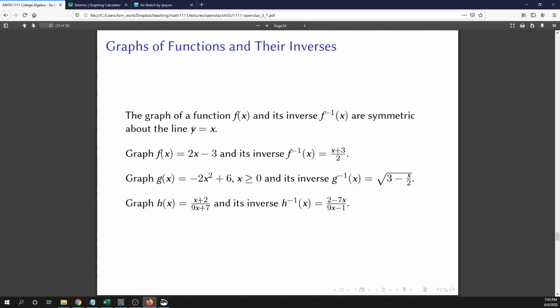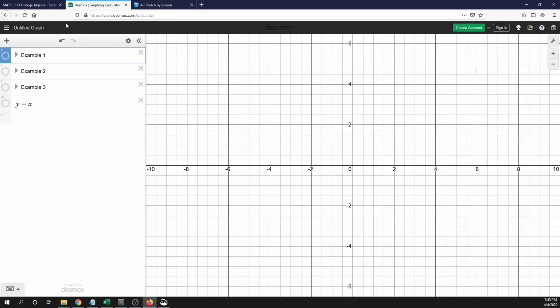and we're going to graph those out along with the line y equals x. And we're going to show that the graph of each of these functions is symmetric about the line y equals x with the graph of its inverse. Okay, so let's take a look at it.